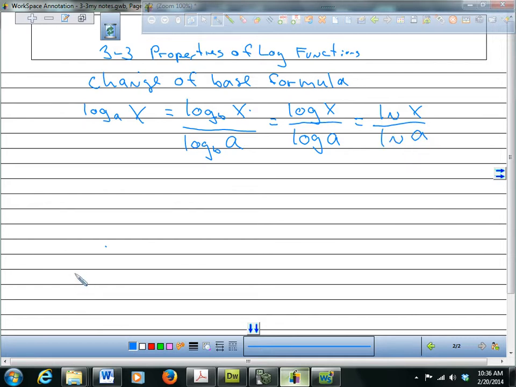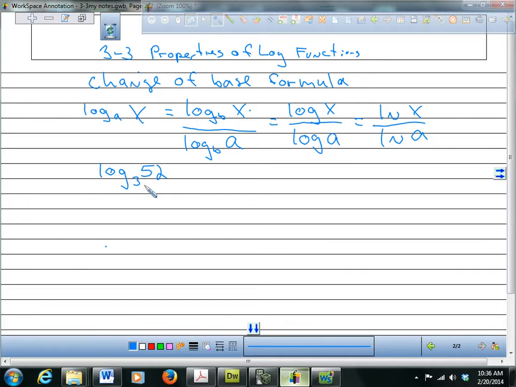So for instance, say I want to know what the log base 3 of 52 is. Well, I don't know what that is. That's saying 3 to some power gives me 52. Who could give me a rough estimate? What's 3 to the third power? 27. What's 3 to the fourth power? 81, right?